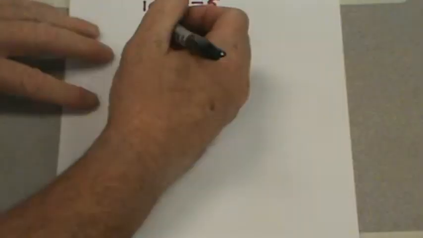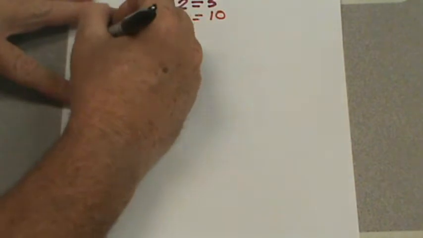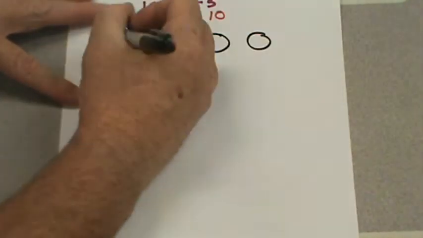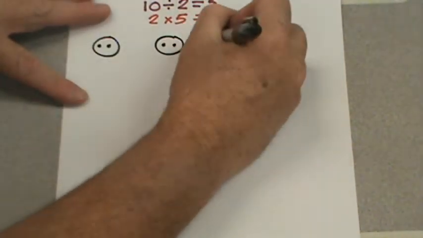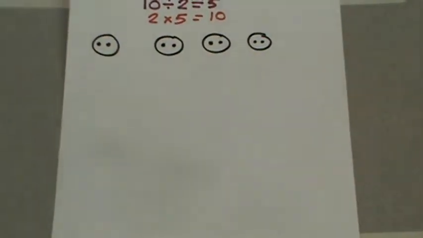And this problem is, let's do 4 groups of 2, all right? So I'm going to make some groups, 4 of them. And each one will have 2. So Mr. Leggett's just going to check his videotape and make sure we're all good. Yep, we're doing just fine.